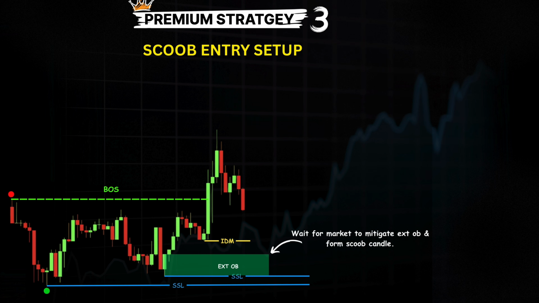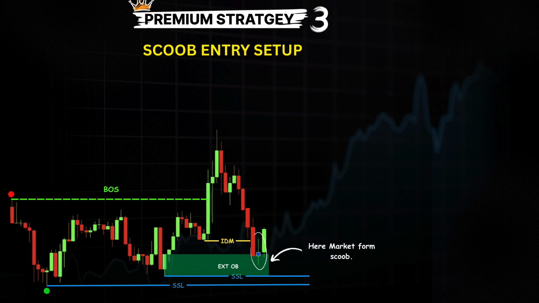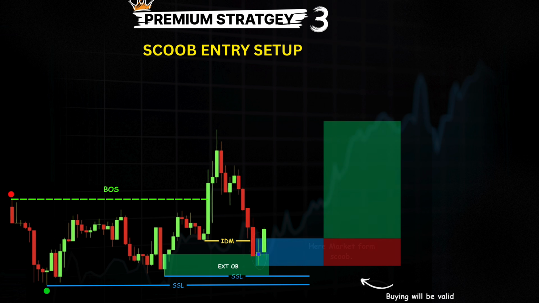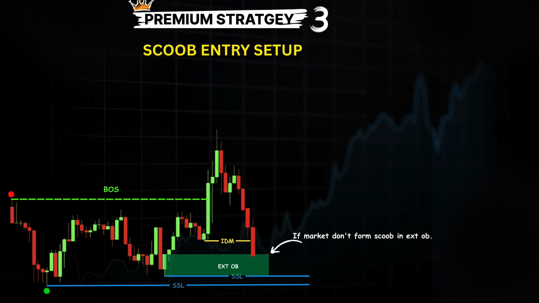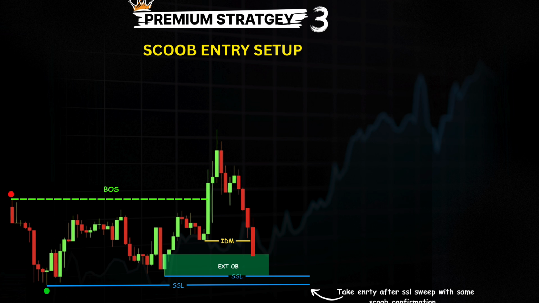First, wait for the market to mitigate the extreme order block and form a SCOOB candle. Here, the market forms SCOOB, so buying becomes a valid setup when it pulls back to the SCOOB candle, and it perfectly smashed the target. If the market doesn't form SCOOB in the extreme order block, then we can take entry after the SSL sweep with the same SCOOB confirmation. That's how we can easily identify which zone is valid for buying.